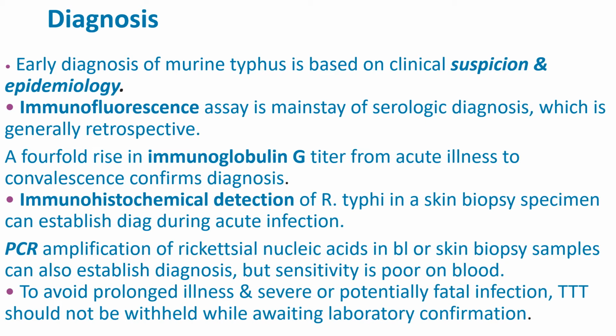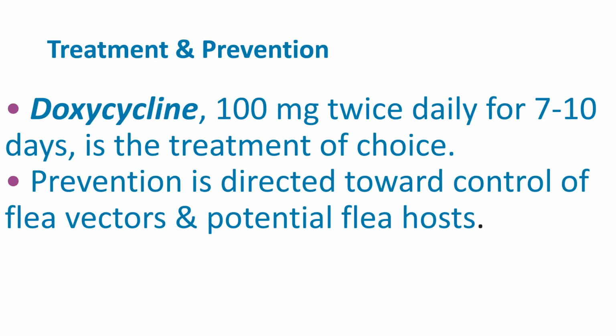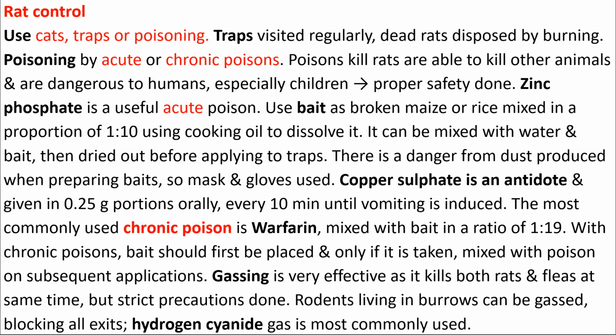blood. To avoid prolonged illness and severe, potentially fatal infection, treatment should not be withheld while waiting for laboratory confirmation. Treatment and prevention. Doxycycline 100 mg twice daily for 7 to 10 days, preferably 10, is the treatment of choice. Prevention is directed toward control of flea vectors and potential flea hosts.